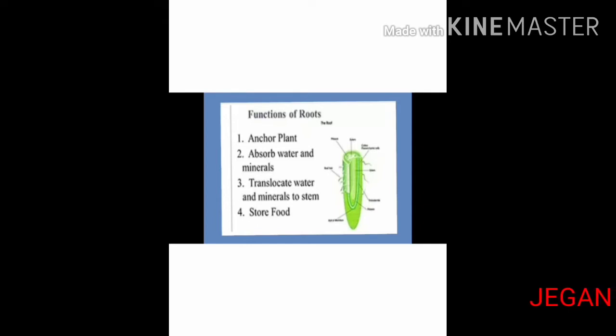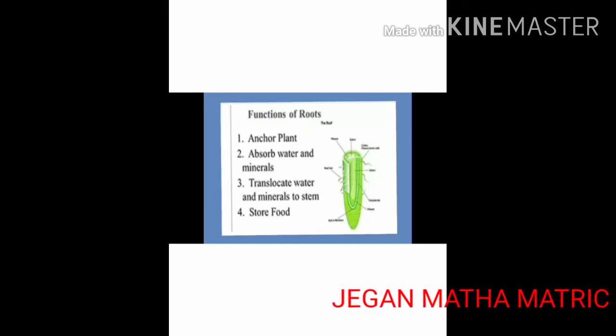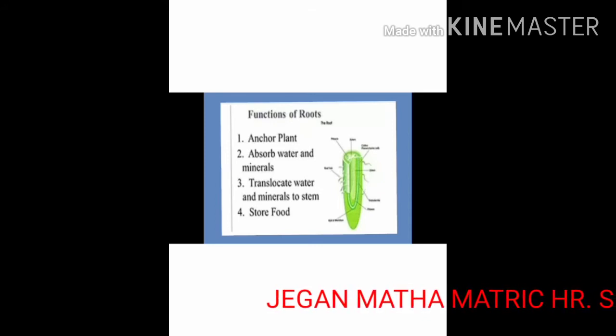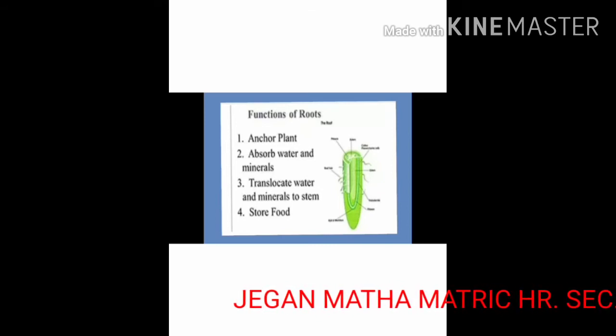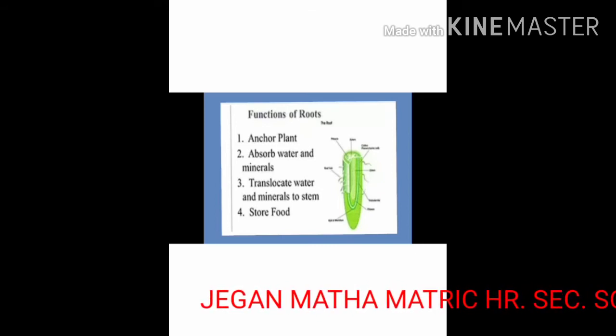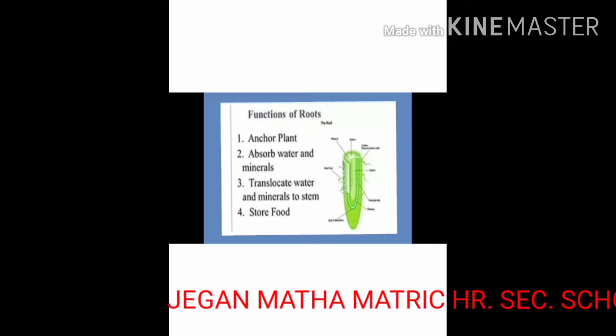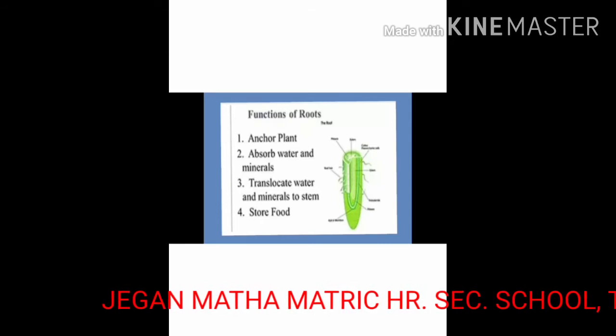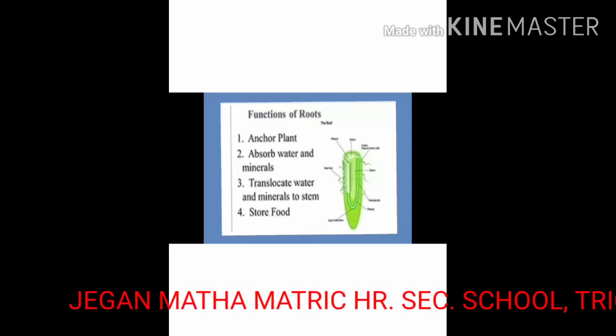The root's four major functions are absorption of water and inorganic nutrients, anchoring of the plant's body to the ground and supporting it. The third one, storage of food and nutrients. The fourth one, translocating water and minerals to the stem. In response to the concentration of nutrients, root also synthesizes cytokinin, which acts as a signal as to how fast the shoots can grow.